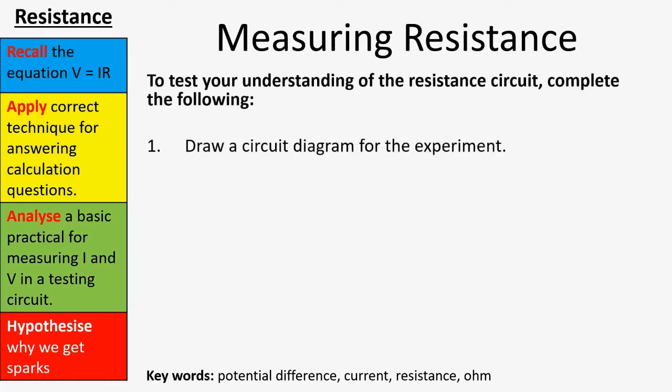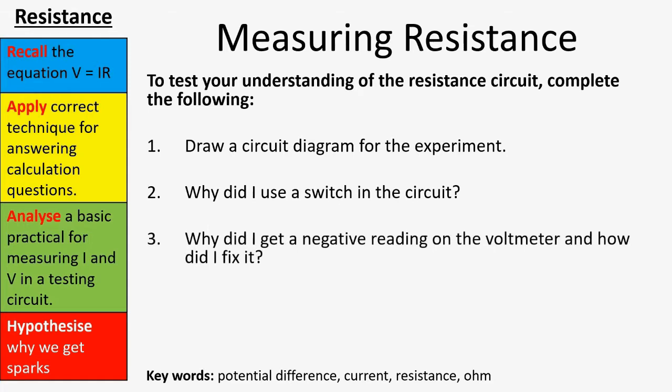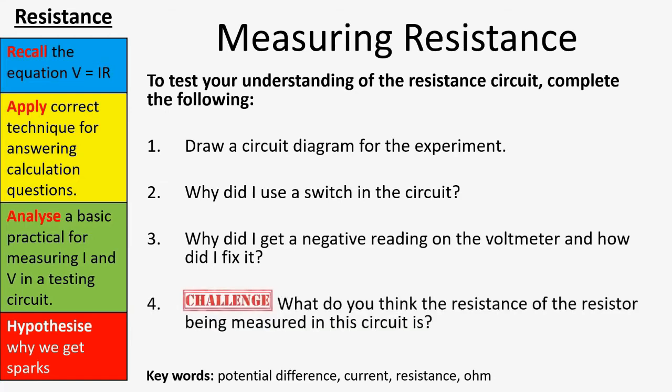Number 1. I would like you to draw a circuit diagram for the experiment. Number 2, why did I use a switch in the circuit? Number 3, why did I get a negative reading on the voltmeter and how did I fix it? And your challenge question is to have a go at working out the resistance. What do you think the resistance of the resistor being measured in this circuit is? Watch the video. Afterwards, have a go at these questions.